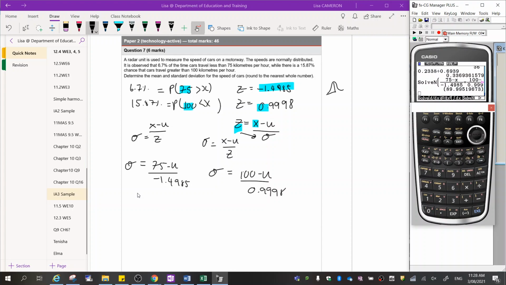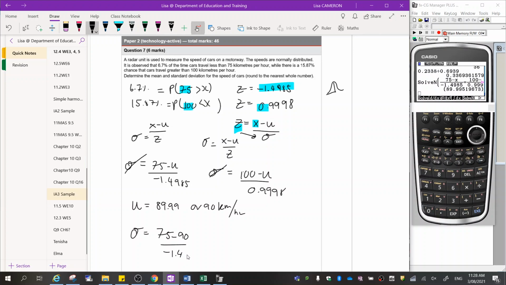Okay, so that gives me an answer that our mean, now it's not the standard deviation because I've made these two equal to each other, meaning that the variable that we've solved for is the mean. So the mean here is equal to 89.99 or 90 kilometres per hour. Okay, so now to find the standard deviation, I'm going to substitute this back into here. So 75 minus 90 over negative 1.4985. And that's going to give me 10 point something. So the standard deviation is equal to 10.